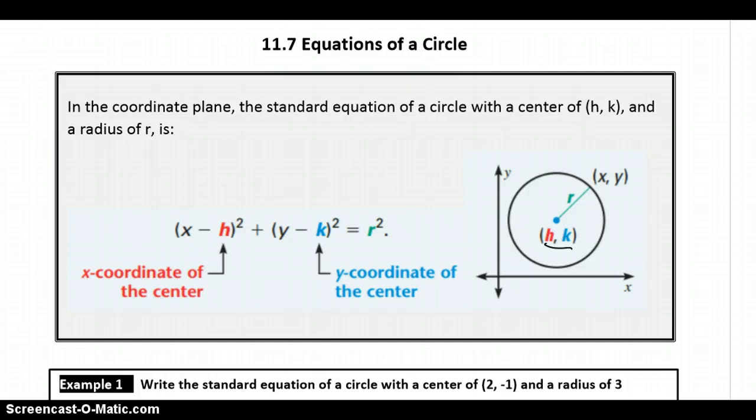Okay. So, if we label the center of our circle, and we label those coordinates with x, y as h comma k, then we plug that into the equation here to have x minus h in parentheses squared plus y minus k in parentheses squared equals r, which is the radius, squared. This is your standard equation.